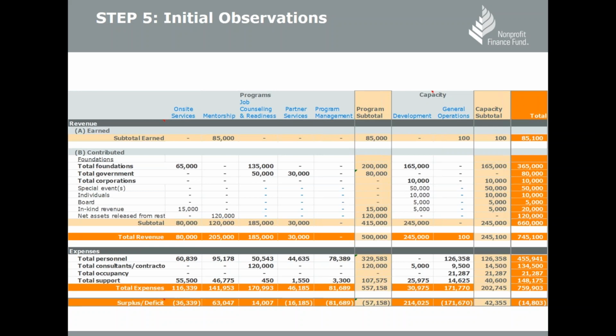So let's start by taking a look at the big picture. By separating out the direct and indirect revenue and expenses, HHY was left with a direct program deficit of $57,000 and an indirect capacity surplus of $42,000, ultimately totaling to a projected deficit of $15,000, give or take.